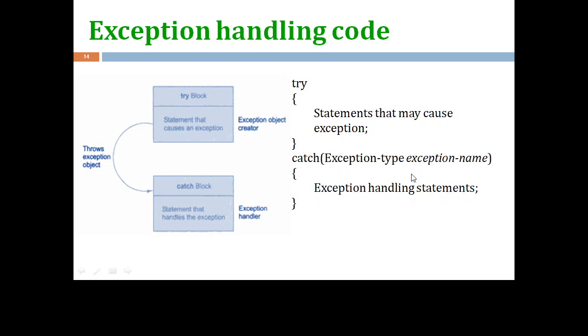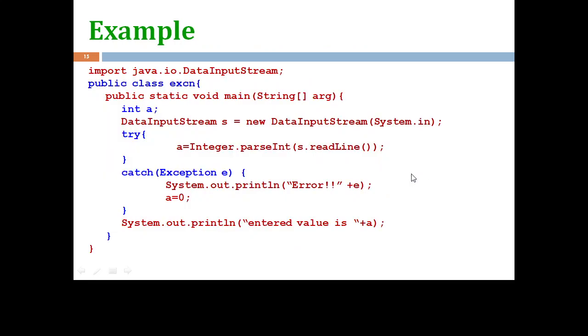So, you see an example here. We are reading a data input from the keyboard. That is normally read to a temporary buffer. That S is the buffer. Once it is read, we try to convert it into an integer and assign it to A.